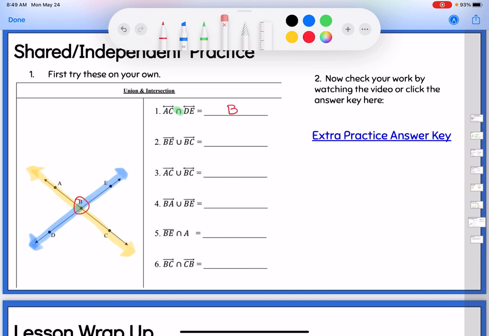All right, now I'm going to clear my colors out after each one so that it doesn't get too complicated for you. You can decide how you want to do it, but I recommend doing color. Maybe you redraw the picture for each one if you really need to. Okay, this next one here is union. So what do they make combined, right? So I have ray BE, endpoint at B, going on forever in the direction of E. And ray BC, endpoint at B, going on forever in the direction of C.